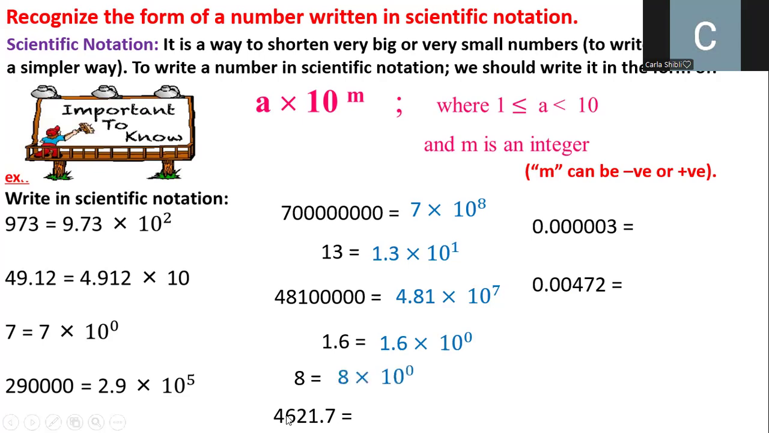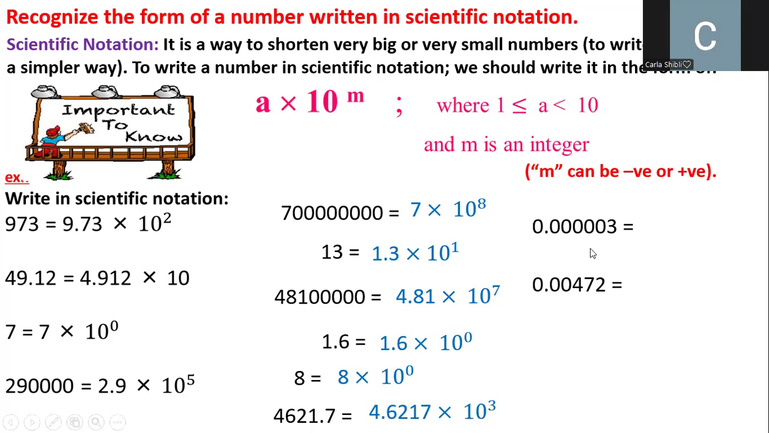Now, 4,621.7, is it a number between 1 and 10? No. The point should be written between the 4 and the 6. So it should be 4.6217. How much did I move the point? 1, 2, 3. So 4.6217 times 10 to the power 3.